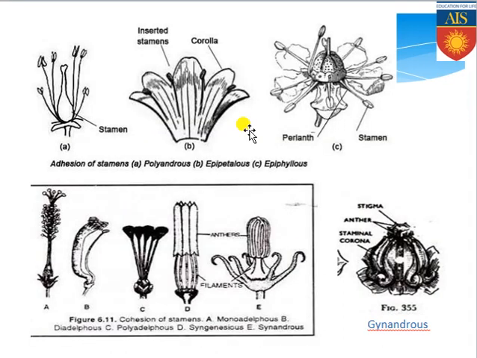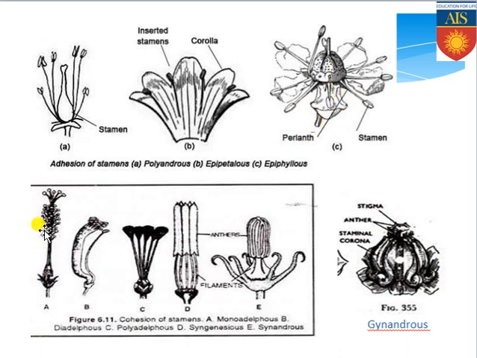So we have come to the picture. You can see this is a polyandrous flower where the androecium parts are separated from each other, they are free. There the androecium is associated with petals, so it is known as epipetalous. Here you can see the androecium is attached with the leaves and leaf-like structures, that's why it is epiphyllous.